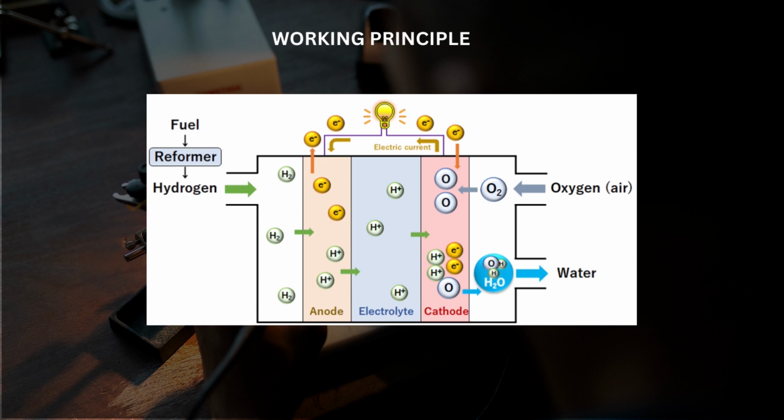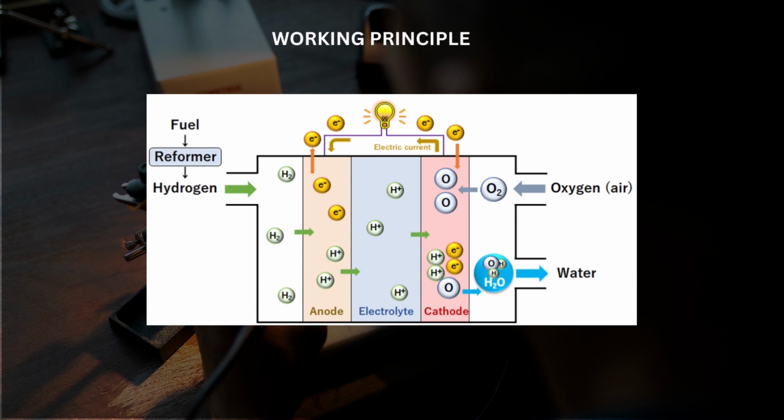Third, the cathode, which is the positive electrode. Oxygen or air is supplied to the cathode. At the cathode, oxygen molecules combine with protons and electrons to form water. This process is called reduction. The cathode reaction is: half O2 plus 2 hydrogen ions and 2 electrons results in water.